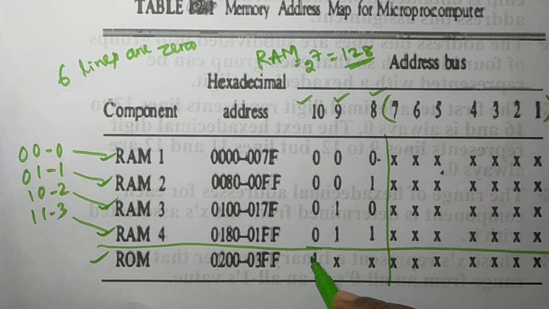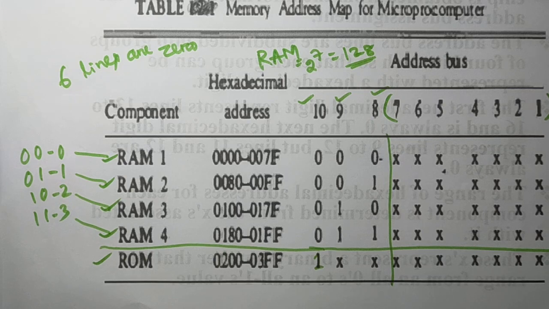Okay, that will be 1. So the other part will be X. In that case, what happens? ROM will be activated, and RAM may or may not be activated at that time, but only ROM will be activated.